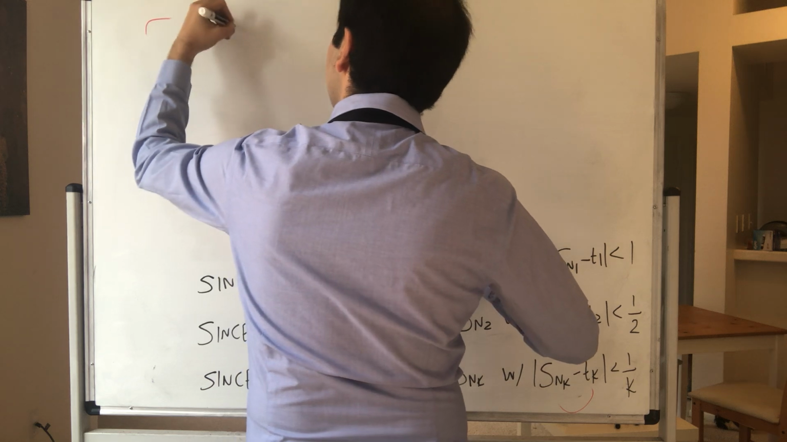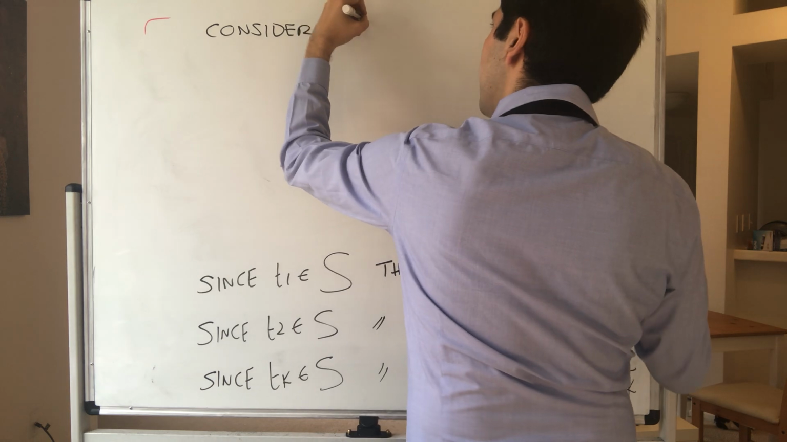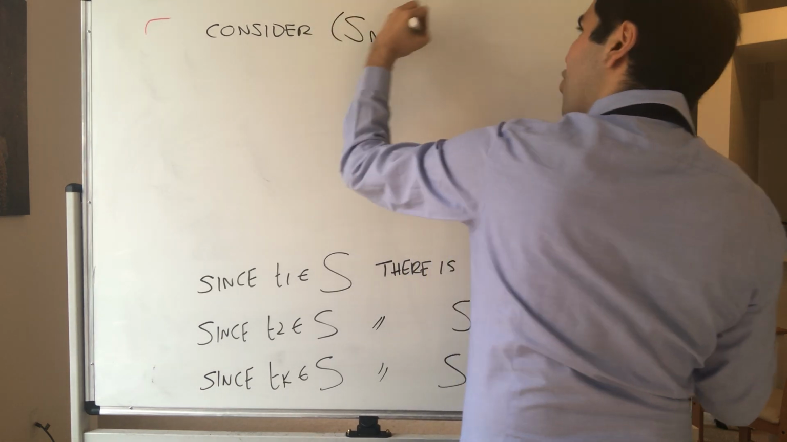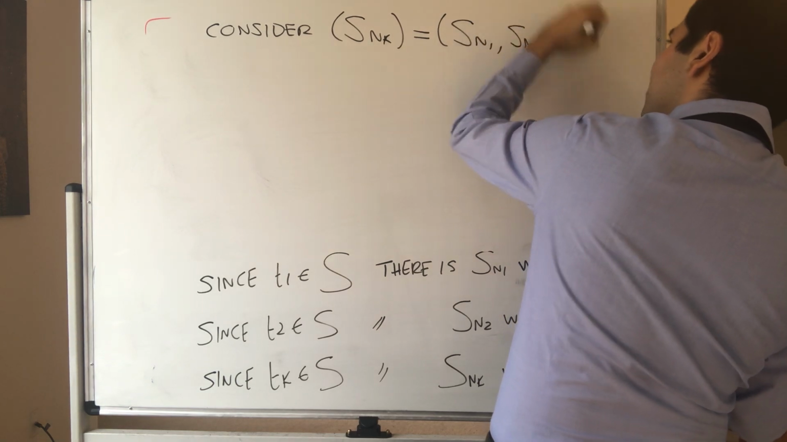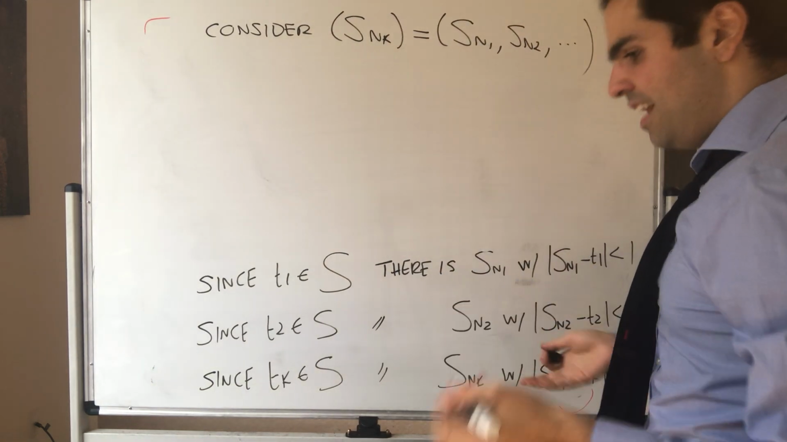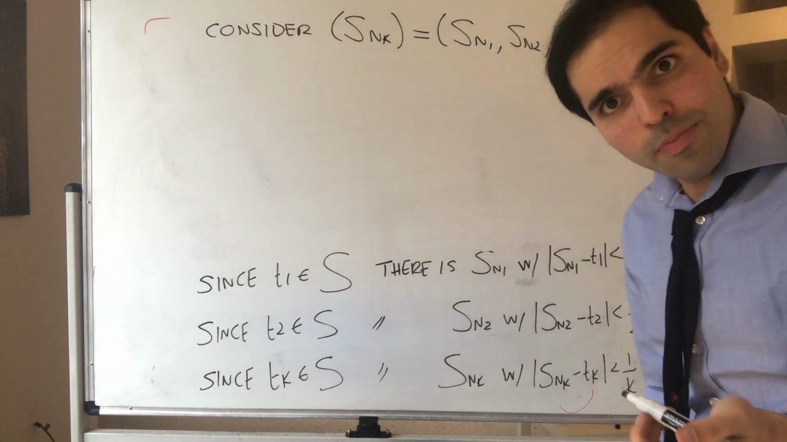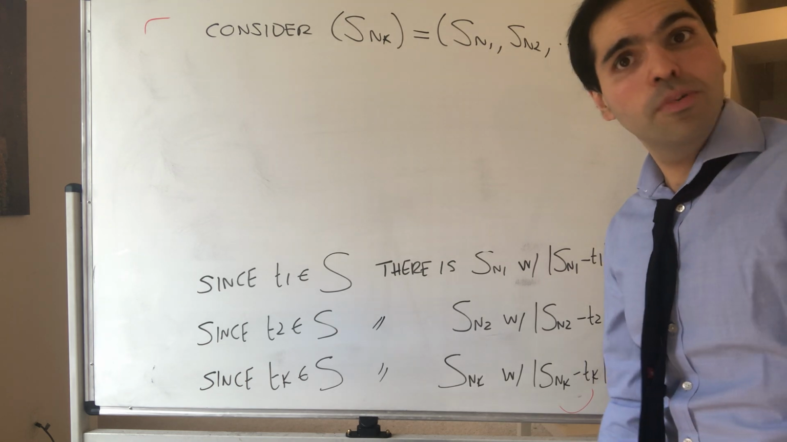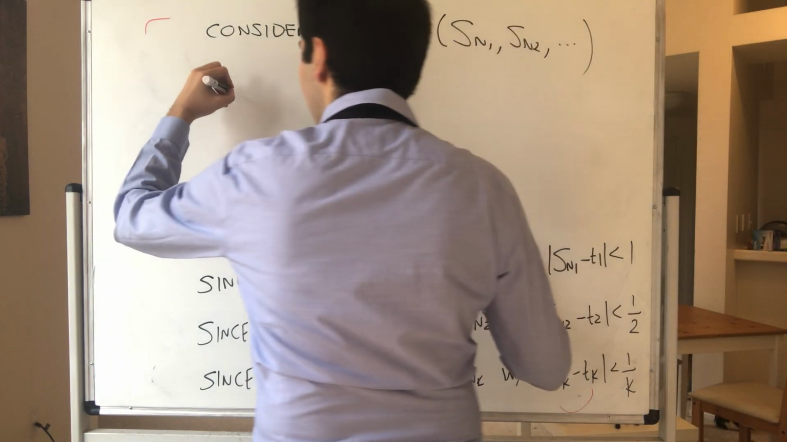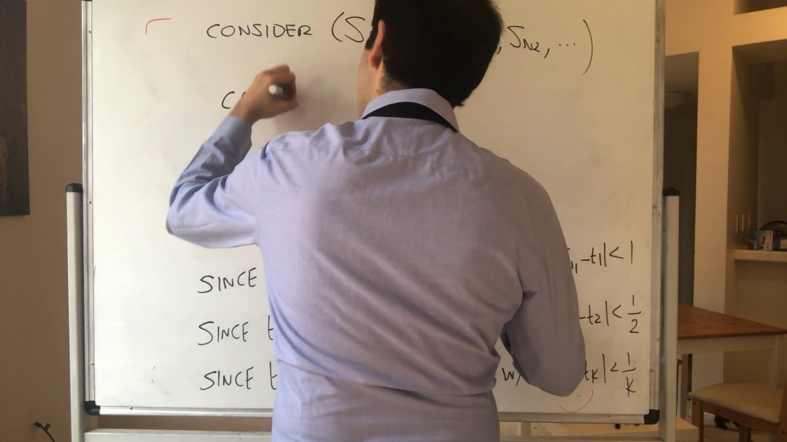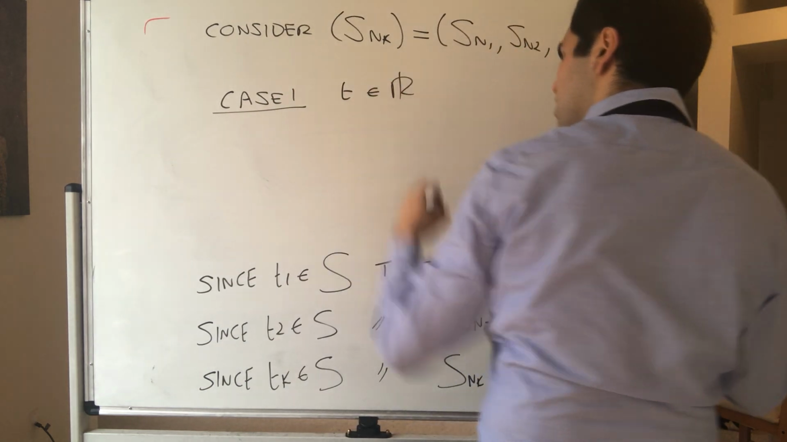Now, consider the sequence Snk formed by all those numbers, Sn1, Sn2, dot, dot, dot. And we're claiming that Snk converges to T, but we just have to be a little bit careful because it's possible that T is infinity. So we just need to separate our cases. Case 1, suppose T is a real number.